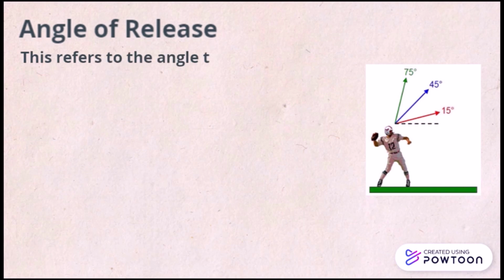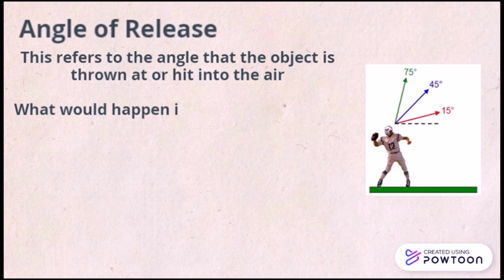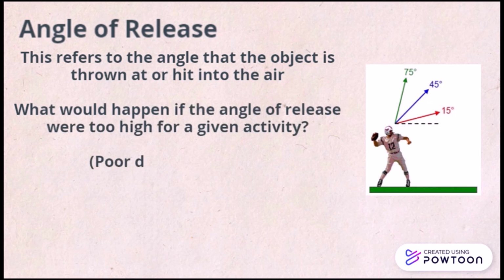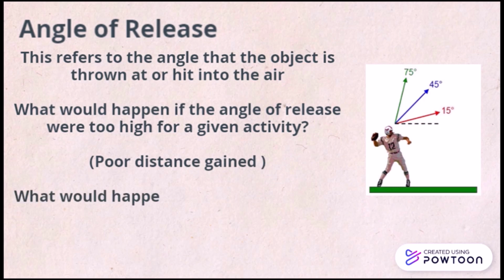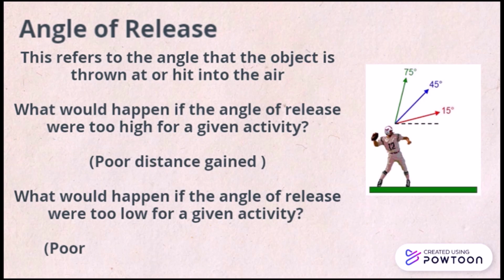Angle of release. This refers to the angle at which the object is thrown or hit into the air. What would happen if the angle of release were too high for a given activity? Poor distance gain. What would happen if the angle of release were too low for a given activity? Poor flight time and possibly poor distance.